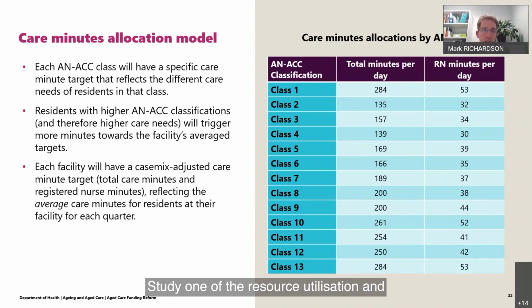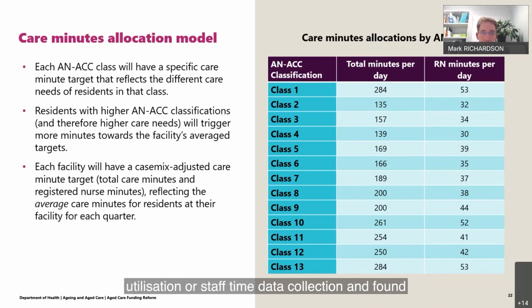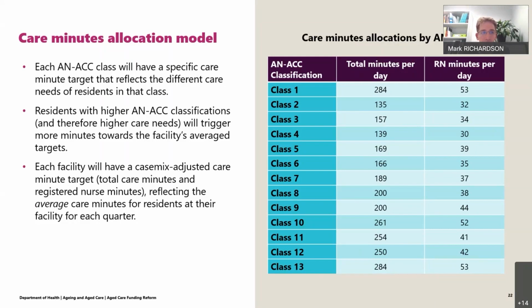Study 1 of the Resource Utilisation and Classification Study involved a service utilisation or staff time data collection that found that close to 50% of staff time was spent delivering care tailored to the specific needs of the resident, while the remaining 50% was spent delivering shared care across all residents.